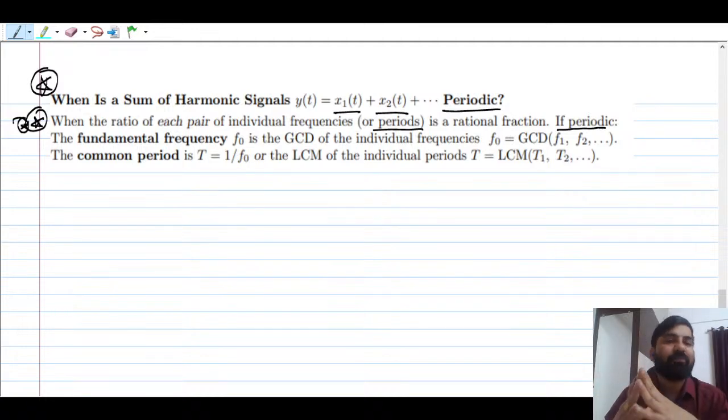If this first step is satisfied, then you have to find the fundamental frequency. If the combination of sinusoids is not periodic, then you don't have to find the fundamental frequency, right? That is for sure. And there are some shortcuts that you can use to determine the fundamental frequency. f naught is the GCD of the individual frequencies. One question was also there in GATE 2013, which I can directly take, okay? So one question was there, understand?